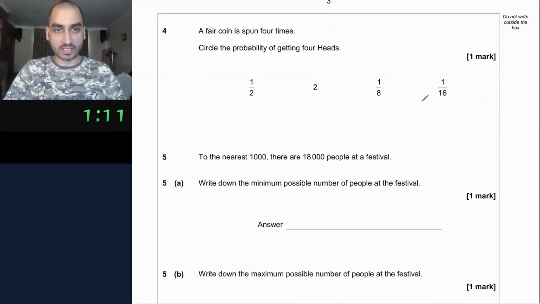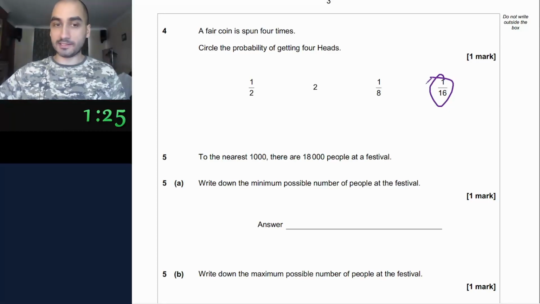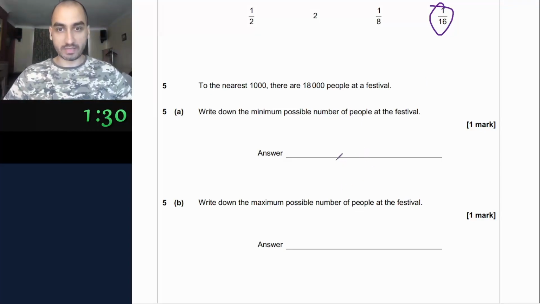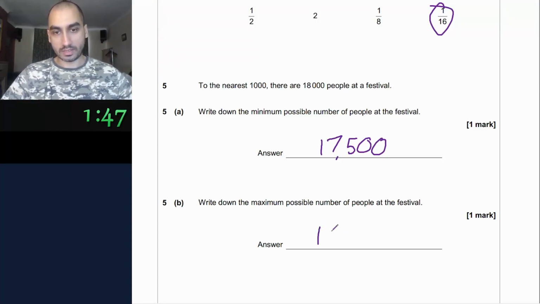A fair coin is spun 4 times. Circle the probability of getting 4 heads. So 1 in 16. To the nearest 1,000, there are 18,000 people at the festival. Write down the minimum possible number of people at the festival. 17,500. Maximum possible? 18,499.